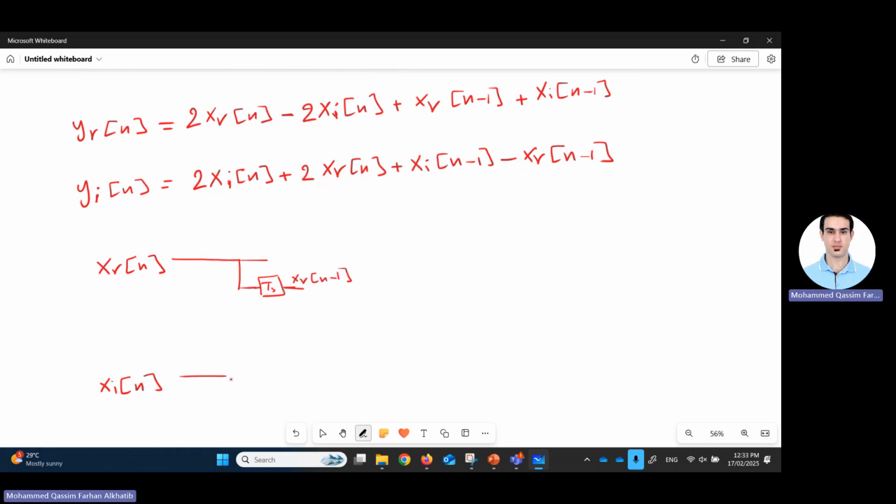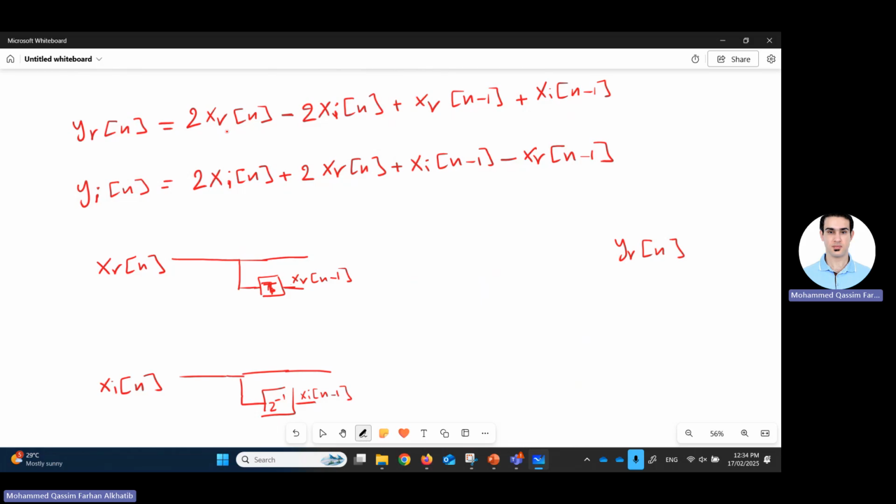Similar thing here. Z negative 1. I'm writing both because they both represent delay. I think it's just T, not TS. T, that's a unit delay, or Z negative 1 is a unit delay. And in this one here, that's x imaginary of n minus 1. All right, now I need to multiply with coefficients. So let's finish y real of n.